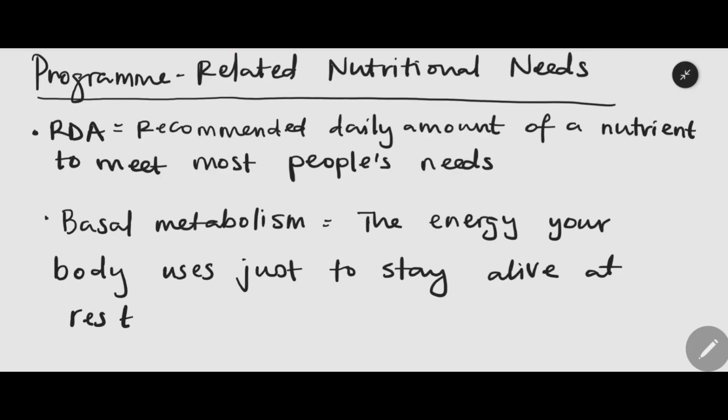We're going to move on to program-related nutritional needs now. So now for program-related nutritional needs, these are just some quick definitions that you just need to know. Easy peasy definitions. We're going to start with RDA. This is the recommended daily amount of a nutrient to meet most people's needs. So usually in the nutritional information on any food item or sometimes some medicines, if you look on the back, you see RDA somewhere there.